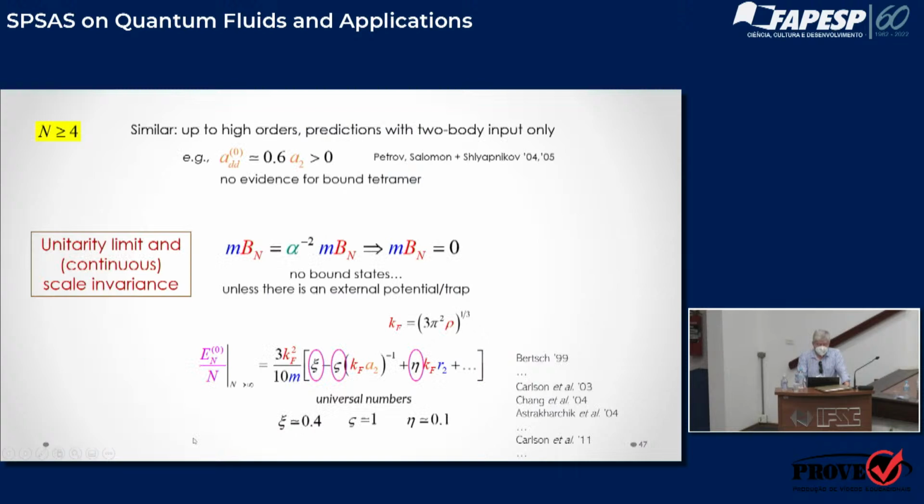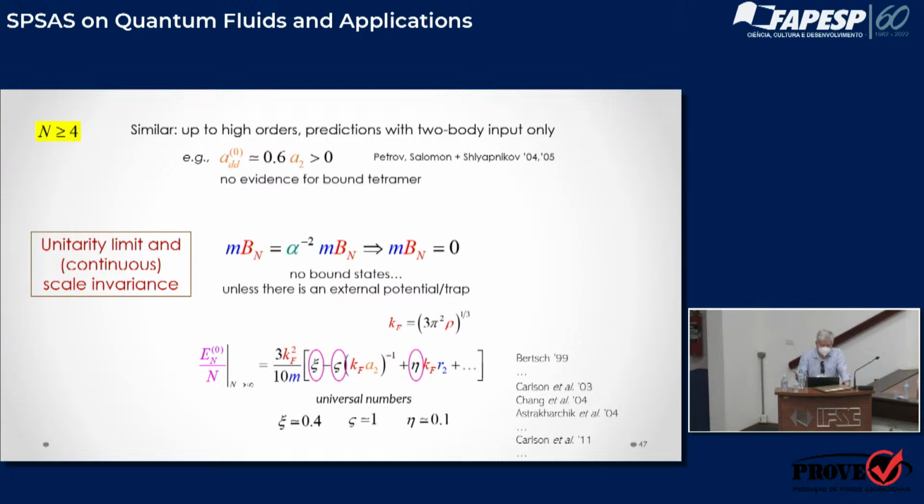So you can do similar things for more than three particles, and so you can predict things with two-body input alone. For example, Dima Petrov and collaborators calculated the dimer-dimer scattering length in terms of the two-body scattering length. And if you assume the effective range expansion truncated at the scattering length and convert this into momenta and energies, you're going to see that there is no evidence for any bound tetramer, as you would expect from the following argument.